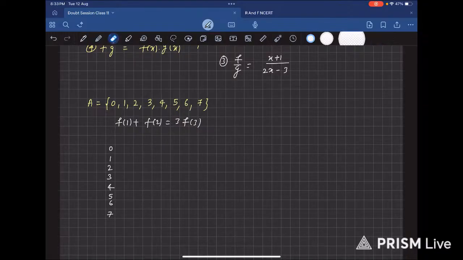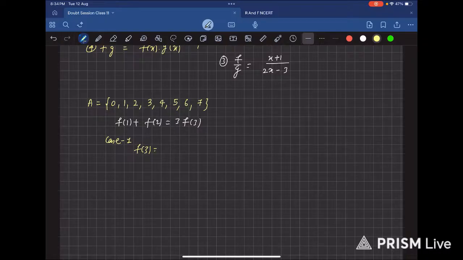अच्छा, f of 0, f of 1 is equal to, मैं क्या लेता हूँ, f of 2 is equal to, मैं क्या लेता हूँ, f of 3 मैं क्या ले सकता हूँ, उसके ऊपर डिपेंड करता है। तो चलिए मान लीजिए if I take f of 3, मैं स्टार्ट कहाँ से करूँ, f of 3 से करूँ या f of 1 से, f of 2 से। ओके, कहीं से भी हम स्टार्ट कर सकते हैं। So if I take f of 3 as 0, case number 1. Okay, if f of 3 is equal to 0, then what is 3 times f of 3? It is also 0. अब आपके पास दो वैल्यूज़ हैं, f of 1 and f of 2.